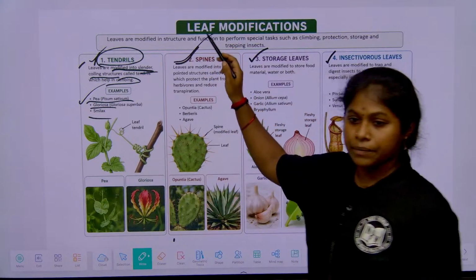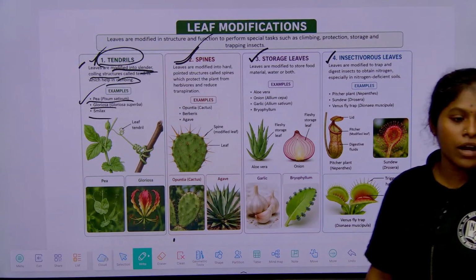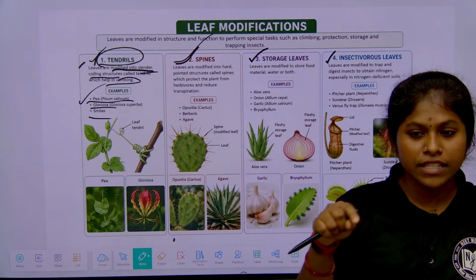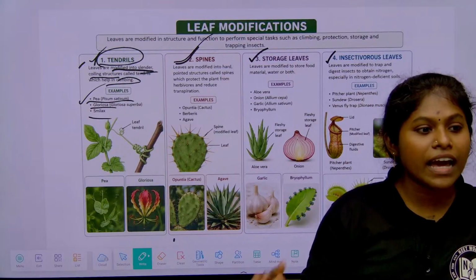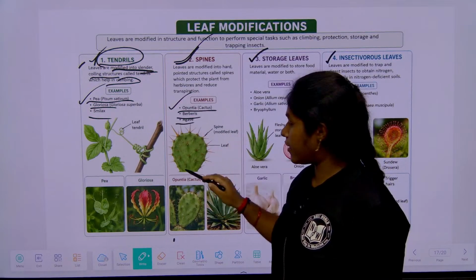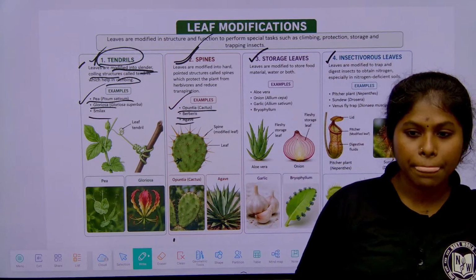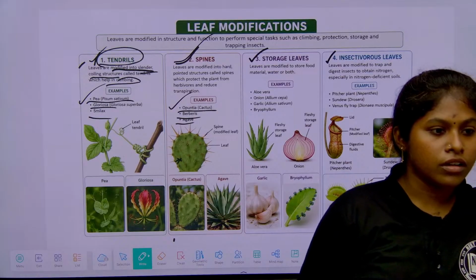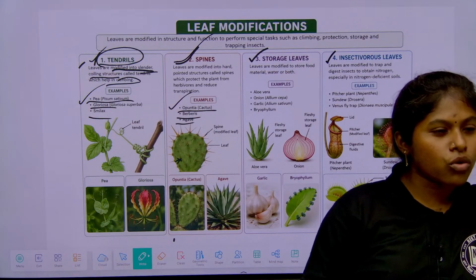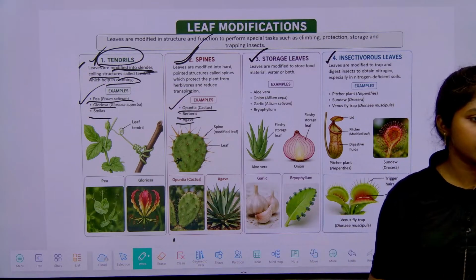And coming to the spines. Before, I have said the example, spines. Opuntia. In Opuntia, are the leaves there? No. They are modified into spines. The examples are Opuntia, Berberis, Agave. Do only the spines do the photosynthesis, or can the stem do the photosynthesis? The stem also stores water, and also helps in photosynthesis, because leaves are not there. The green pigment is mainly present in the stem itself.